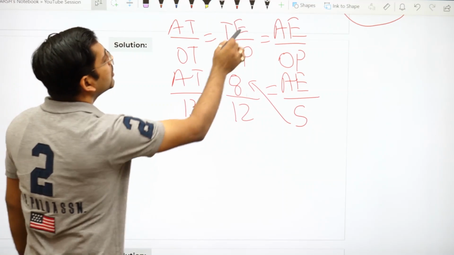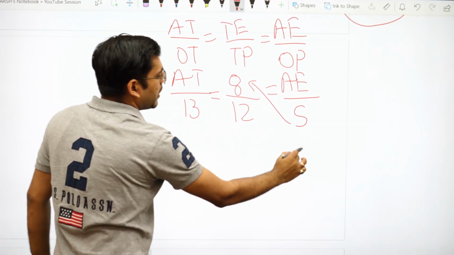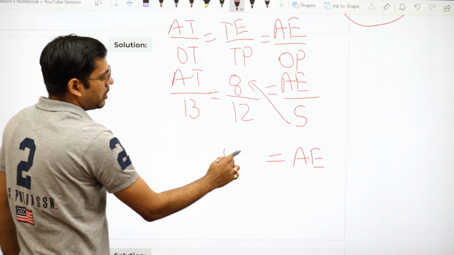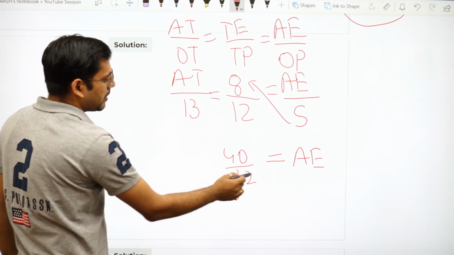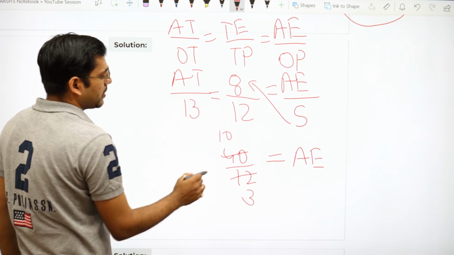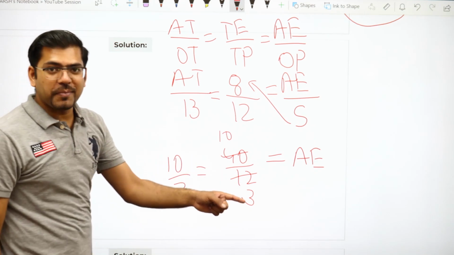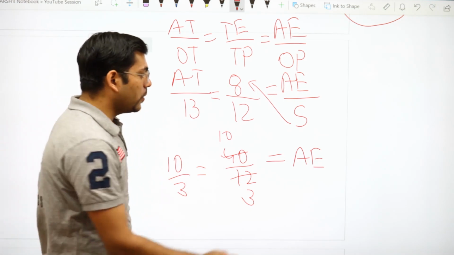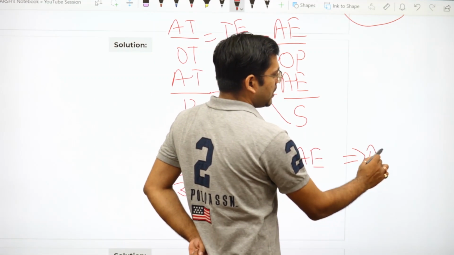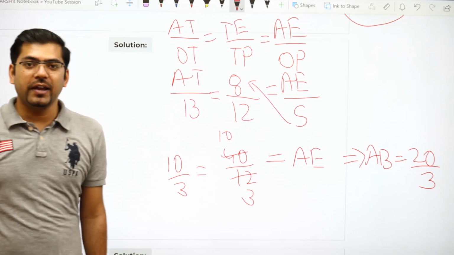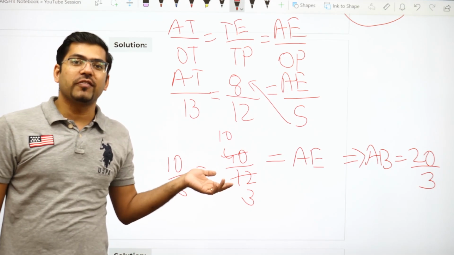Writing down here, this is AE, so AE will be equal to, 8 fives are 40 divided by 12, cancelling it by 4, 3 times 4, and it will be 10 times. So this will be nothing but 10 by 3. Now if you have got AE equal to 10 by 3, you will be getting the value of AB. How? So I am writing here, this implies AB is equal to 20 by 3. 2 times 10 by 3, isn't it? And you have got the value of AB.